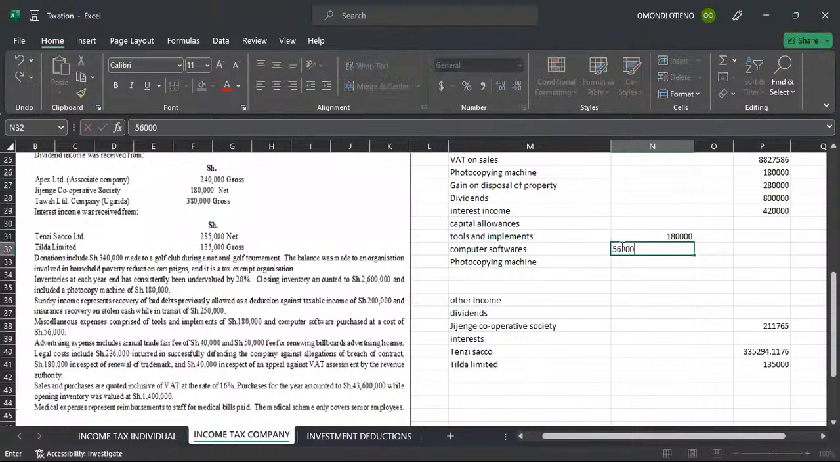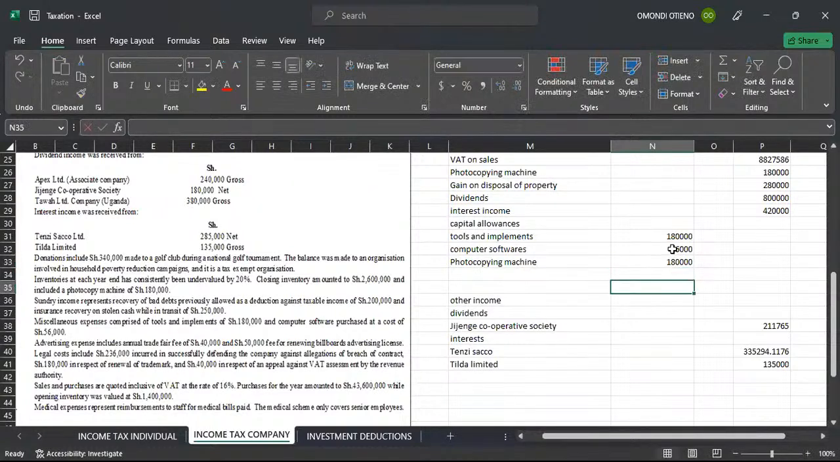Computer, we have 56,000. Photocopying machine, we had also 180,000. So once we have that, sasa turudi kwa KRA website. Let's get to KRA website and check those rates. They are given. They are indicated there. So what are we going to have?